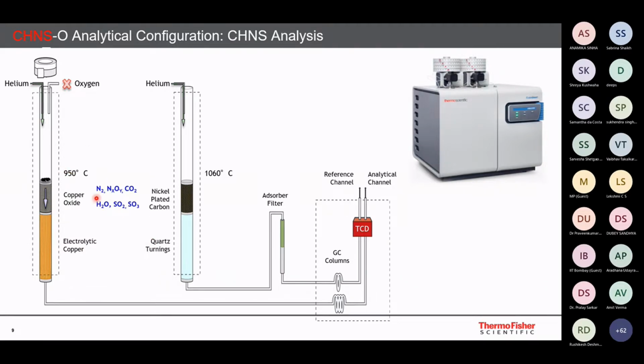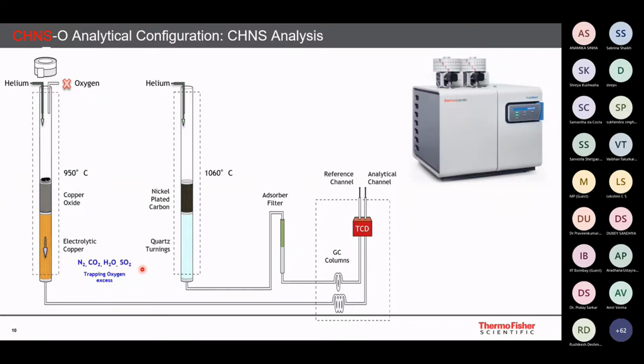Here oxidation takes place in the copper oxide. Nitrogen is converted into nitrous oxide, carbon into carbon dioxide, and sulfur into sulfur dioxide and trioxide. After that, reduction occurs in the electrolytic copper, meaning the excess oxygen we have to reduce. Then nitrogen is converted into nitrogen, carbon into carbon dioxide, hydrogen into H2O, and sulfur into sulfur dioxide.